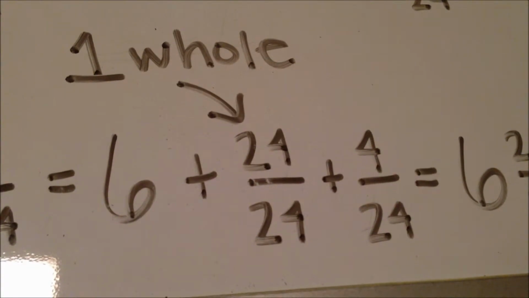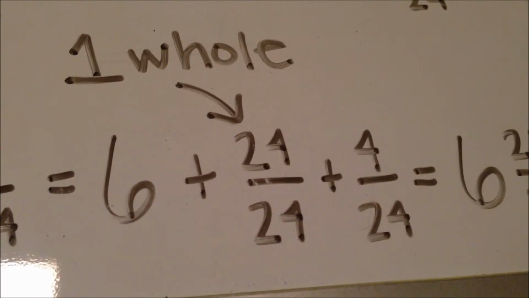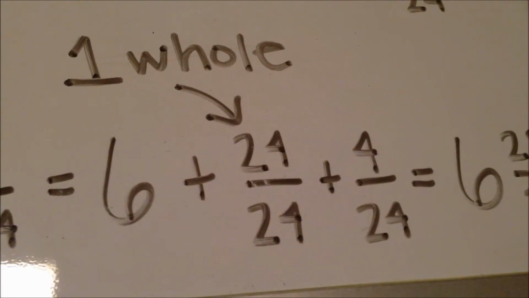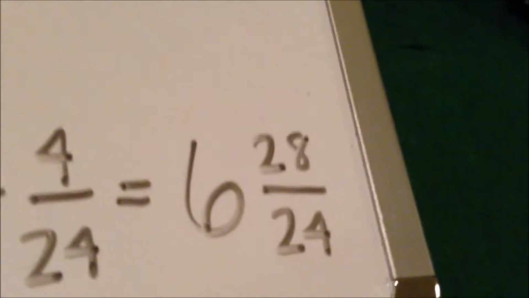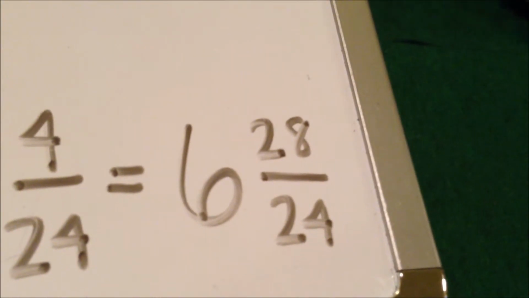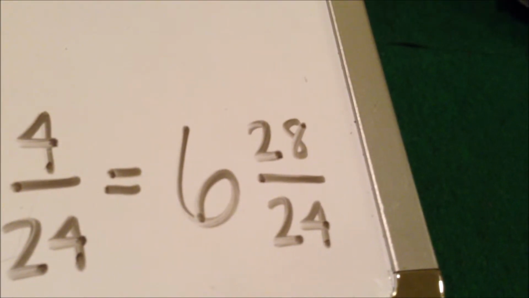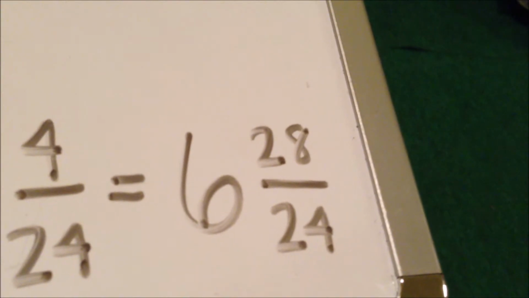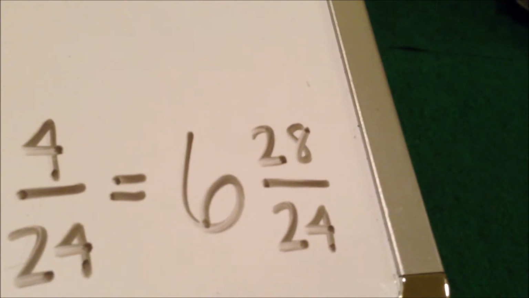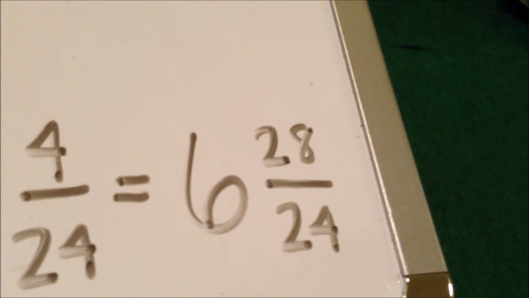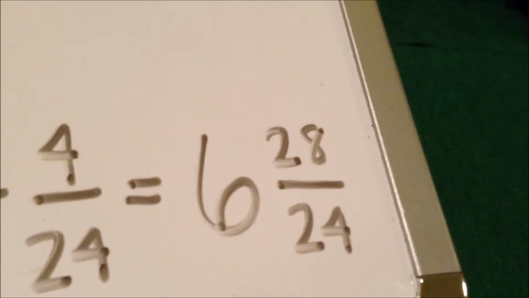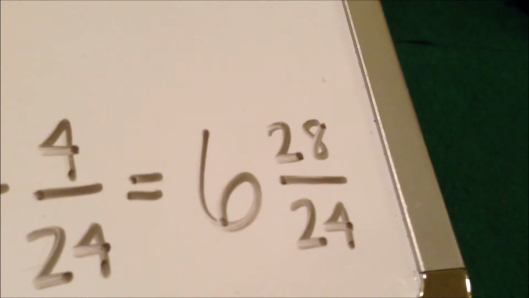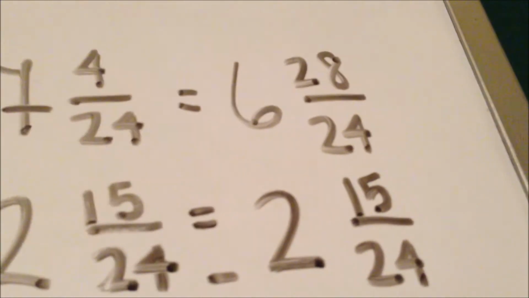Now what we can do is add 24/24 plus 4/24, and we end up with 28/24. So 7 and 4/24 is equivalent to 6 and 28/24. Now, this is not normally okay to do because we have an improper fraction as part of our mixed number, but in order for us to subtract, we must use this borrowing method to get our answer.